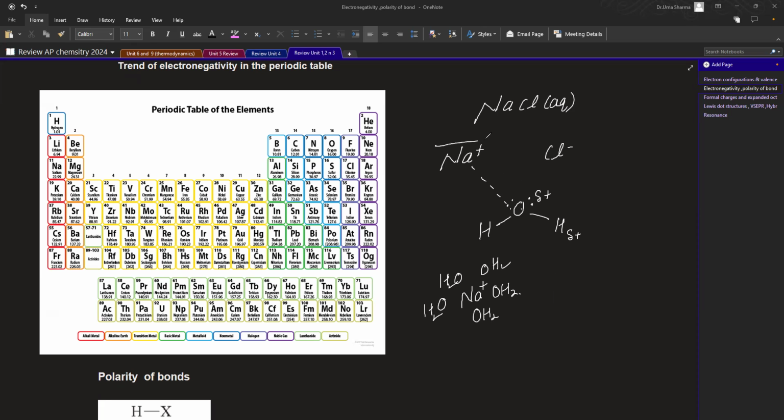Now what is Na plus? It's an ion. And what is this? This is a dipole. Then we say it's an ion dipole attraction. So whenever you dissolve an ionic compound in water, there is ion dipole attraction. Is it clear? Ion dipole. It's a very important question, children.